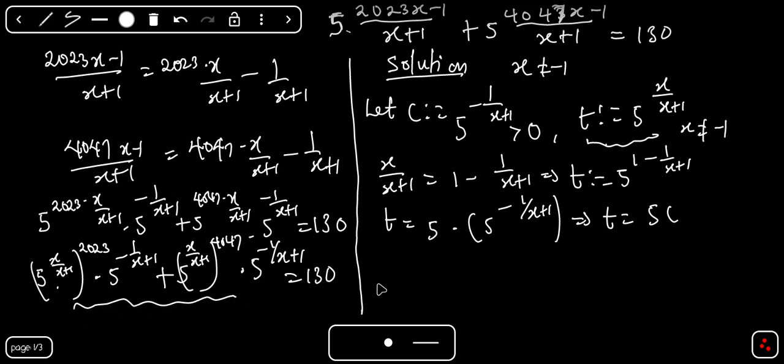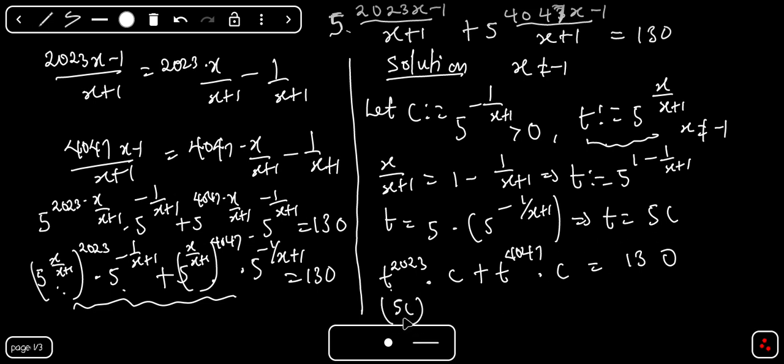If we write the equation, this is t, so that will be t raised to the power of 2023, then multiplied by c, then plus, this is also t, raised to the power of 47, then multiplied by c, which is equal to 130. And then we know t is 5c, so we're going to have 5c raised to the power of 2023, then multiplied by c, then plus 5c raised to the power of 47 multiplied by c, which is equal to 130. Okay, guys, so let's move on.